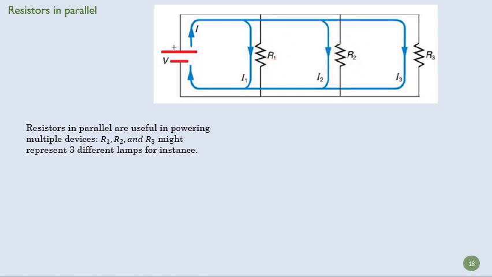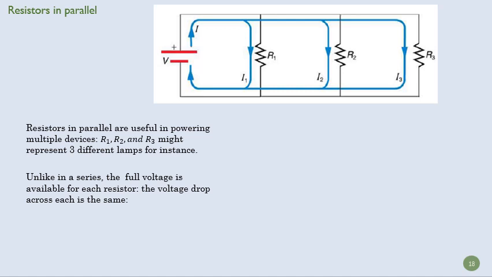Well, let's say R1, R2, and R3 are all lamps. We want to run those all on the same voltage, okay? And we also want to be able to turn them off, right? I want to be able to turn off lamp 2 without turning off lamp 3. And I can do that in this circuit. If I shut down this branch, it doesn't really affect what's happening here with R1 and R2. And that's different than in series. If I shut down one of those resistors in a series, it's going to shut down the whole circuit. So that's why we might use a parallel circuit like this.